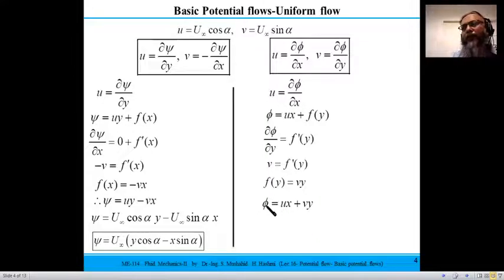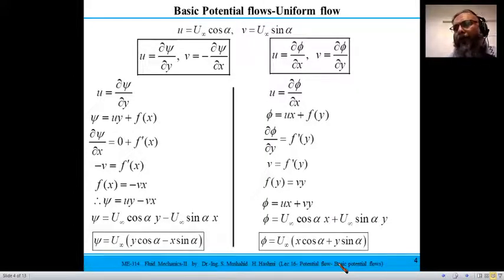So I have the velocity potential function phi equal to u times x plus some function of y, and that function of y is v times y. Now we can substitute the local u and v into the expression of the velocity potential function. I substituted u as u infinity times cos alpha and v as u infinity times sin alpha. Here u infinity is common, so I can take it out. These two expressions are the stream function and velocity potential function for the uniform flow case.